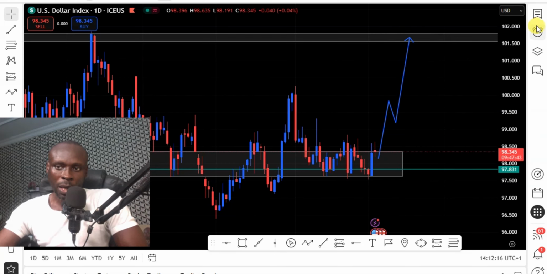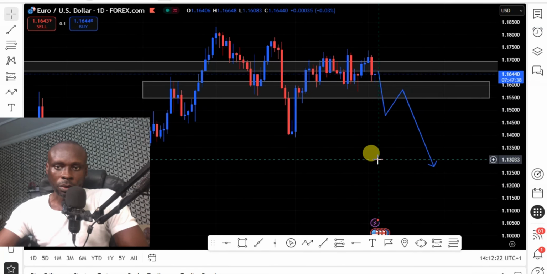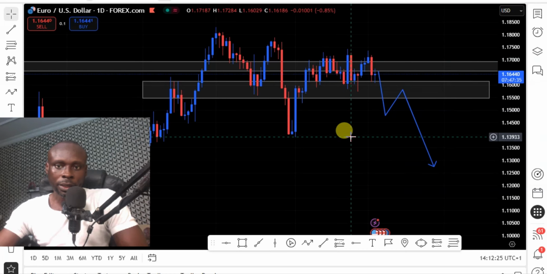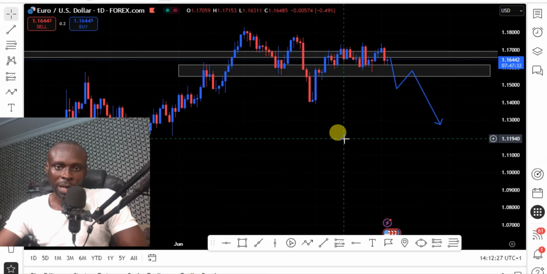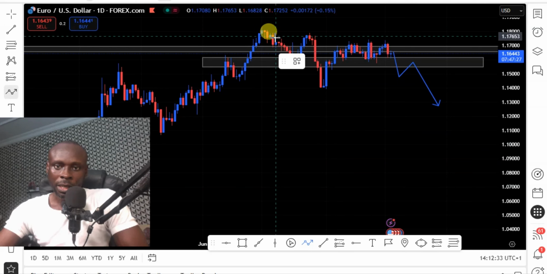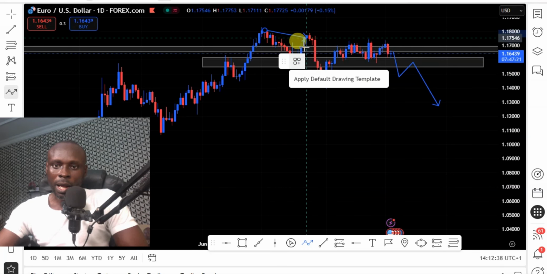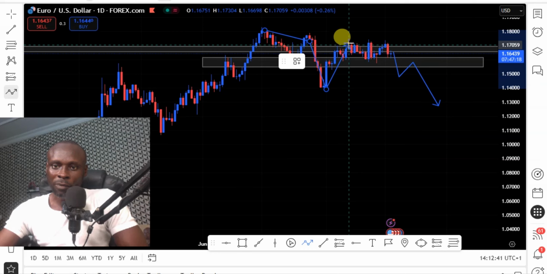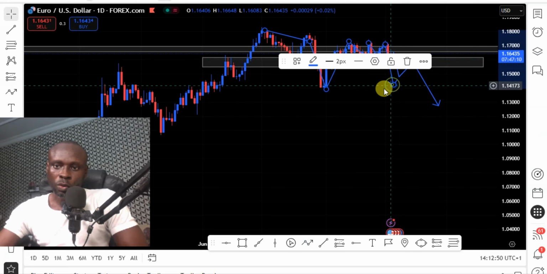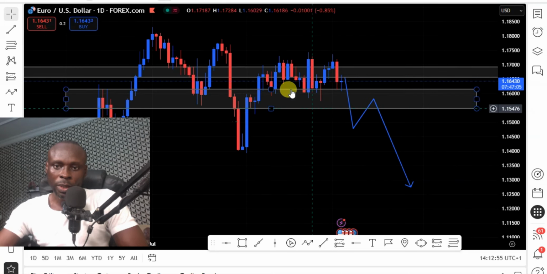So let's move to our next pair, which is the Euro USD. Euro USD on my daily chart still remains in a downtrend. We still have a downtrend structure on the Euro USD, which indicates more sells. So we still have this higher high, and we also have a lower high. Then we also have a series of lower highs, which indicates that Euro USD still remains in a downtrend, which is the major structure of Euro USD. So we expect more downtrend moves on the Euro USD this week.